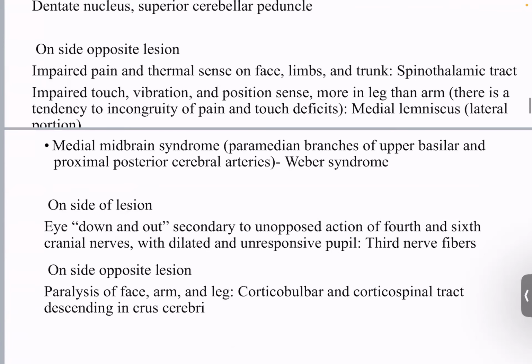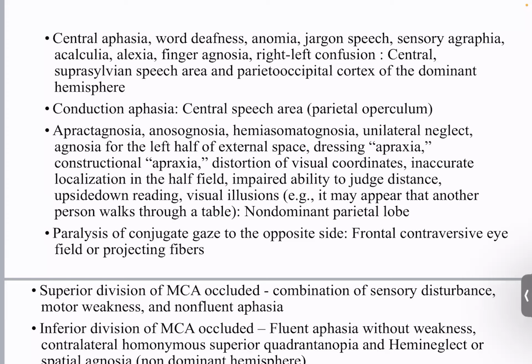And involvement of the parietal operculum, that is the central speech area, can cause conduction aphasia. The repetition will be lost. And then a non-dominant parietal lobe lesion can cause anosognosia, somatognosia, unilateral neglect, agnosia of the left half of the external space, dressing apraxia, constructional apraxia, distortion of the visual coordinates, inaccurate localization in the half of the field, impaired ability to judge the distance, upside down reading, visual illusions can all be there.